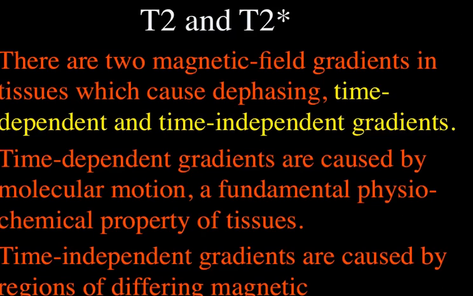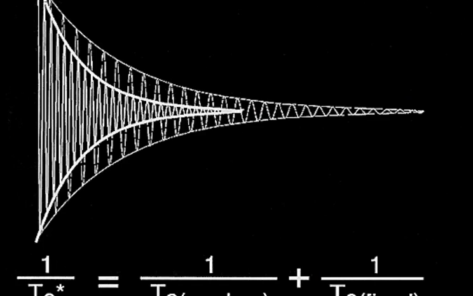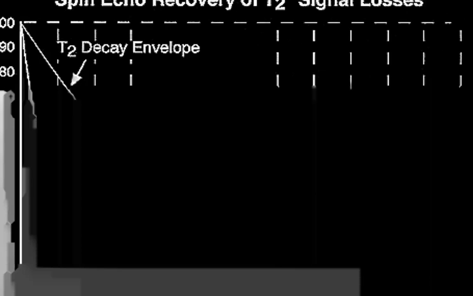So just to reiterate, there are T2 and T2 star. T2 is due to time dependent dephasing, and T2 star is due to both. Okay, now we don't need to go through this.